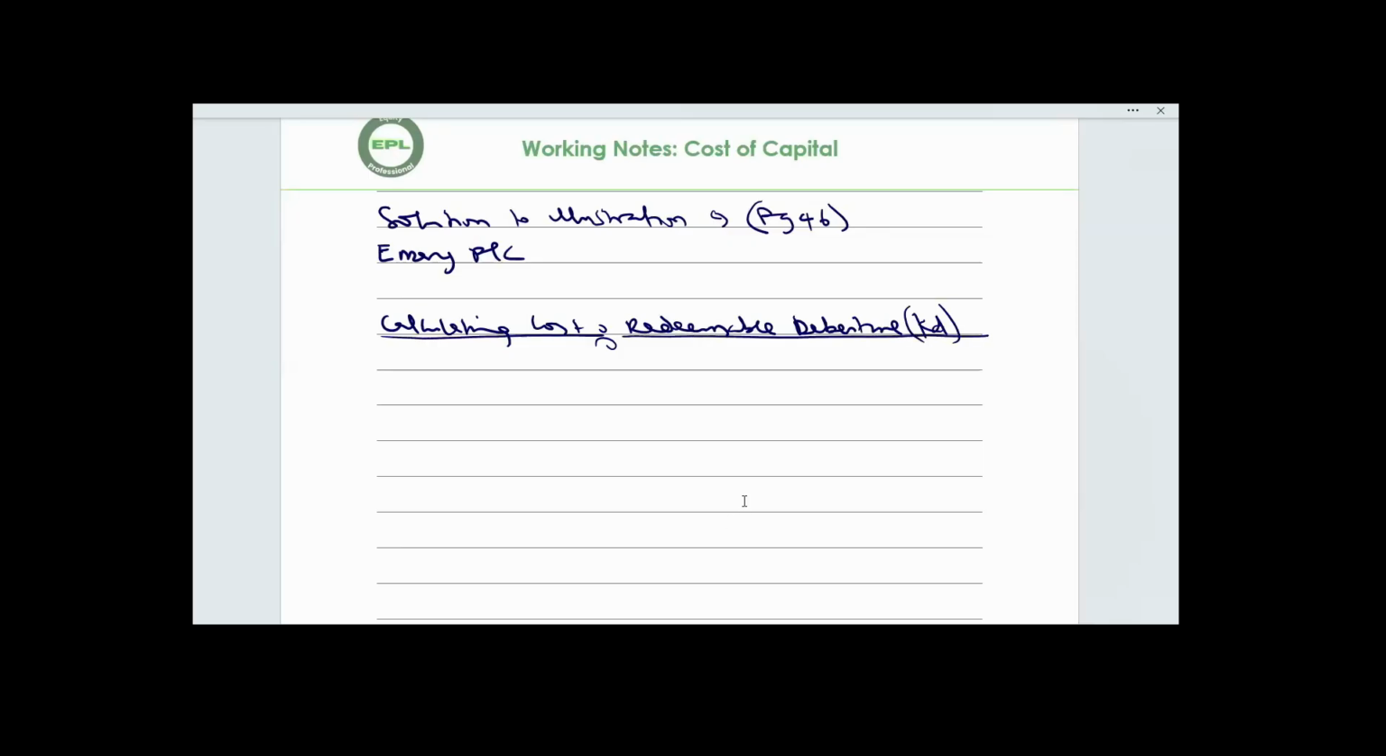So if that is the case, whenever you want to calculate cost of redeemable debt, first thing first, you must confirm from the question that it is actually redeemable. How do you confirm it is redeemable? If the redemption date is given to you, then you are expected to calculate cost of redeemable debt.